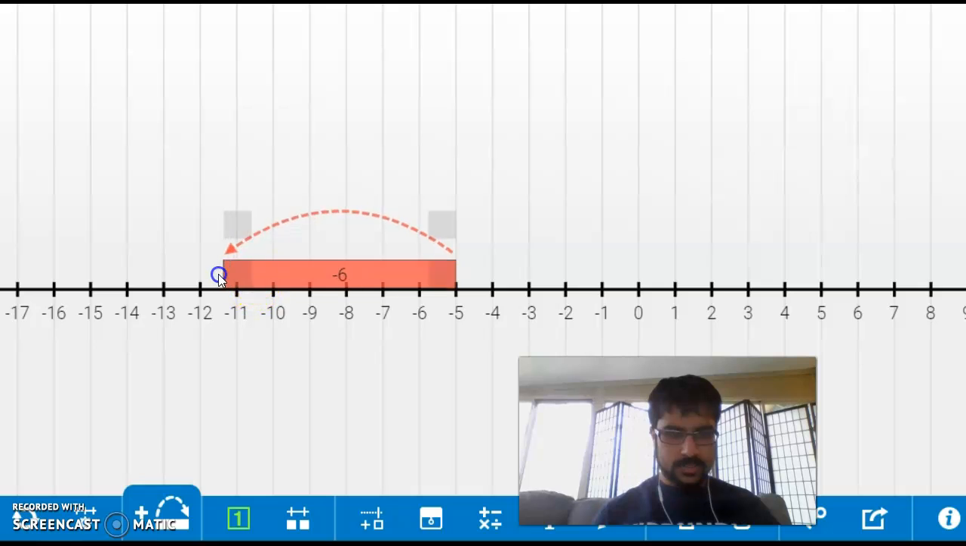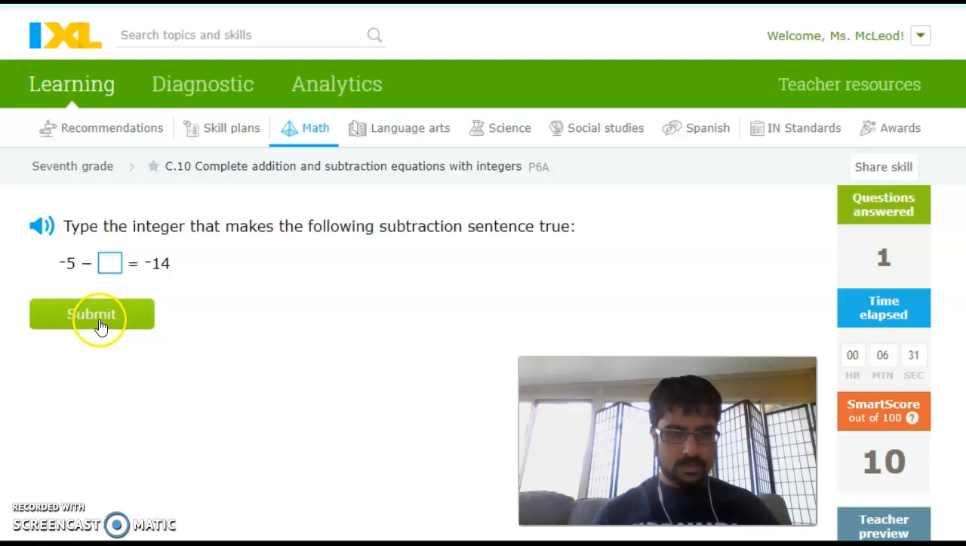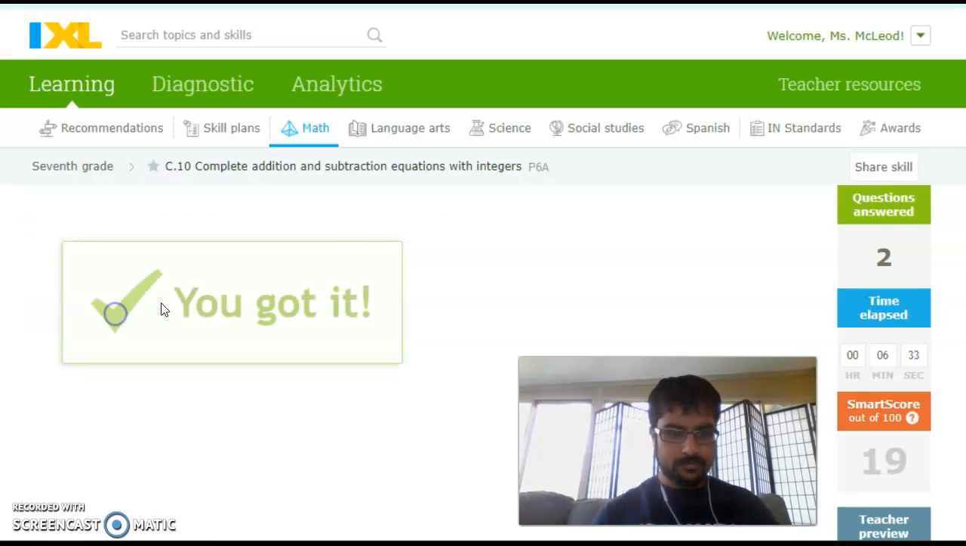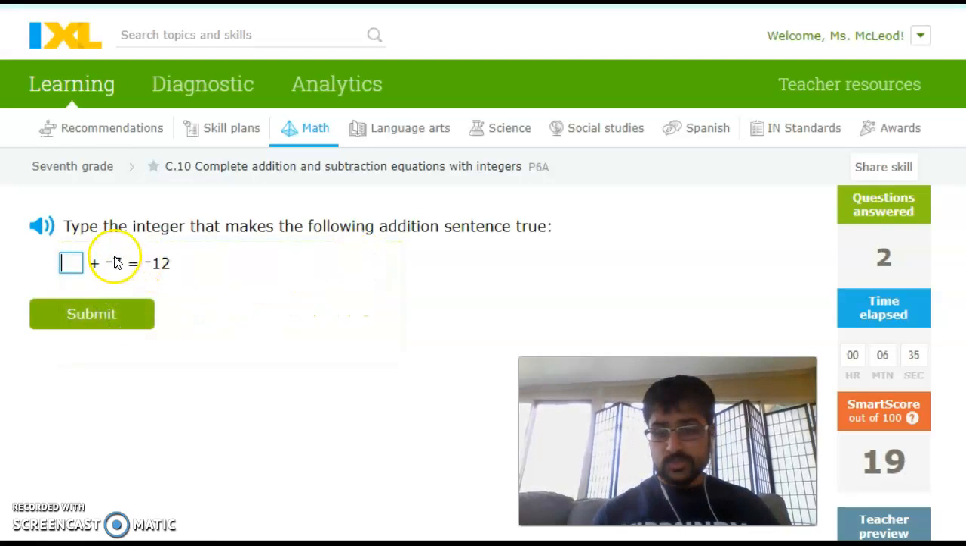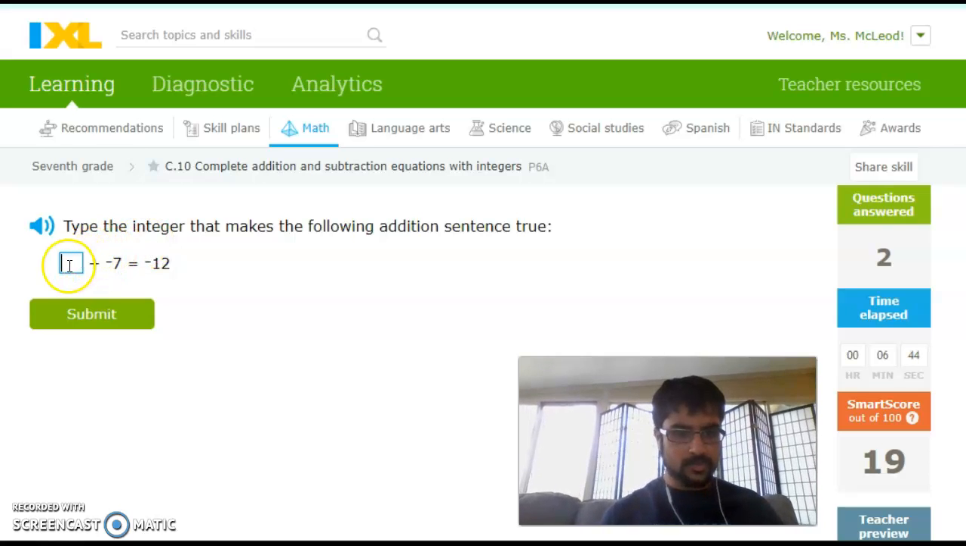I need to get to -14. I can do that by subtracting 9, or moving to the left 9. As long as you double check that you don't have any of those double negative situations going on, you're basically using your number line to solve these. So I'm going to do 3 more examples, then I'll let you try some on your own.